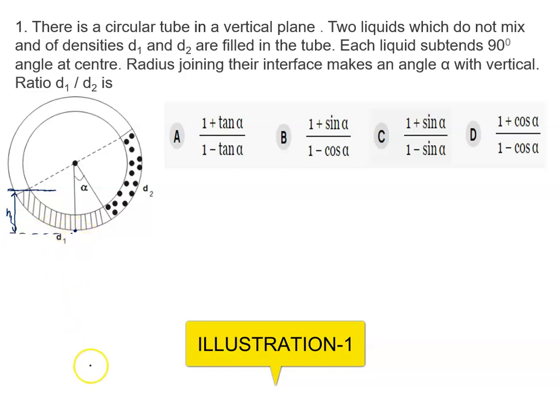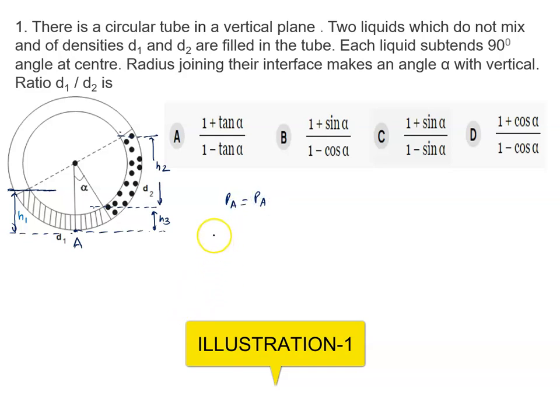On the right side, again we see the height, and here there are two liquid columns. One liquid column is of height h2, and another liquid column is of height h3. Let's call this point A. So pressure at point A will be written from the left and right.